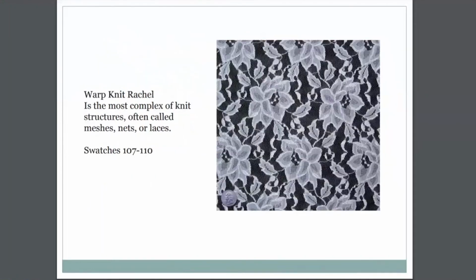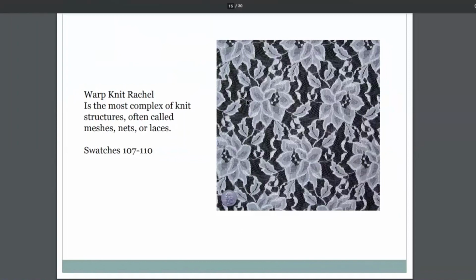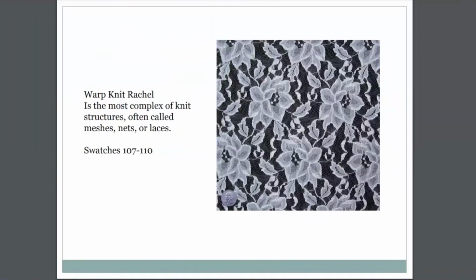Another knit is the Raschel, and it's the knitting process. It's the machine that's used to create very complex knits. Sometimes they're laces, sometimes they're mesh, sometimes they're nets. Most of the time they're made using a filament yarn versus a cotton, but occasionally you'll see some done in a natural fiber. So swatches 107 through 110 are some of those examples.